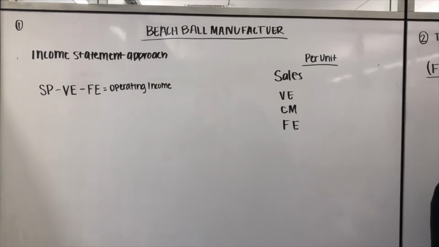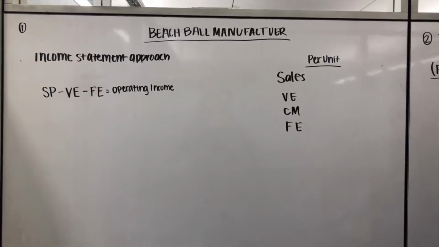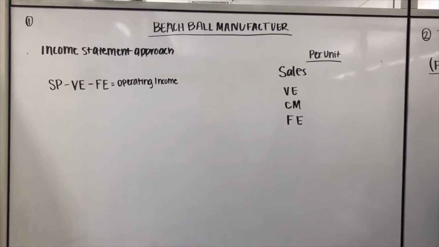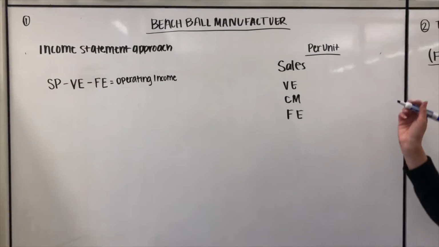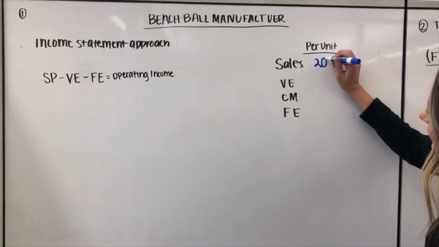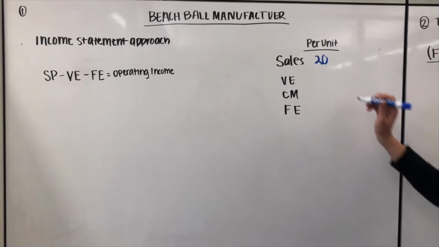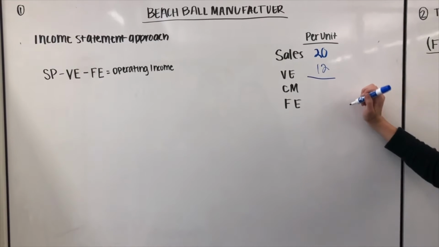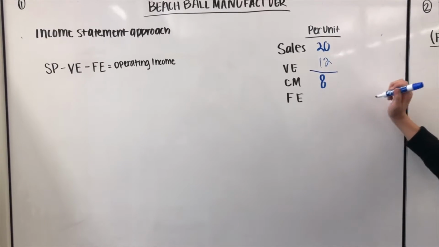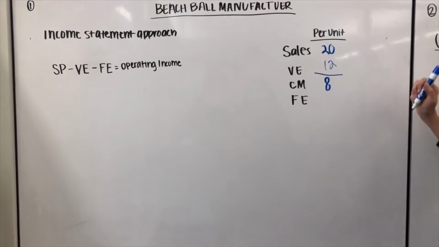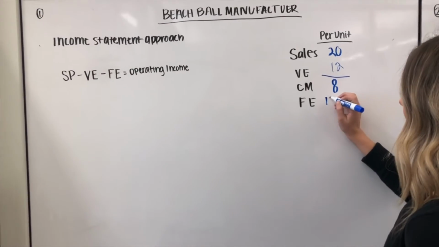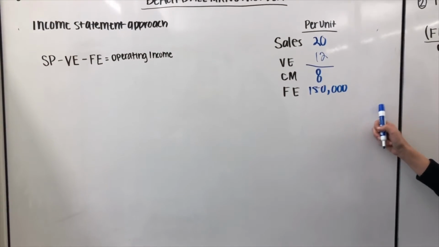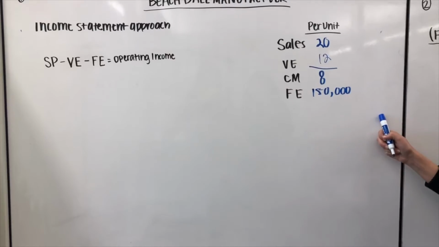So we're working for a beach ball manufacturer, and he comes to us wanting to know how many units he needs to make in order to break even with a beach ball. So the sales price per beach ball is $20. His variable expenses per beach ball is $12. Taking the sales price minus the variable expenses equals $8 of profit per beach ball that he made. And he gives us $150,000 of fixed expenses.